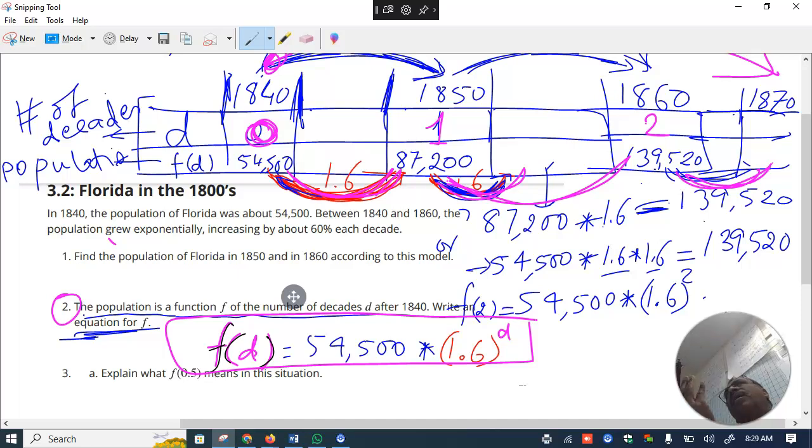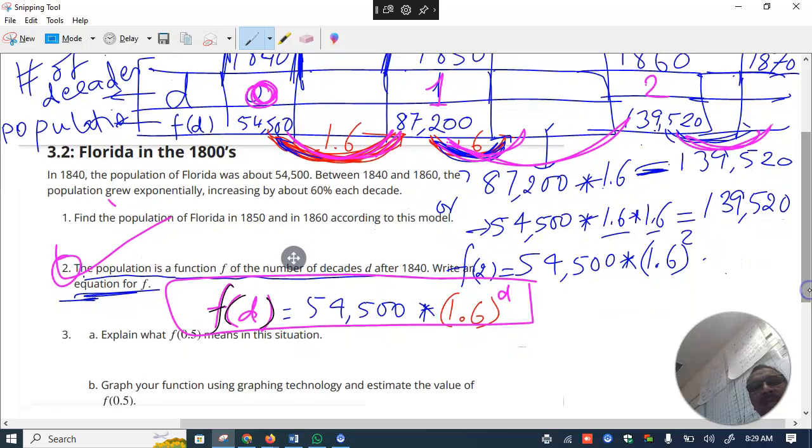It's just every 10 years you are figuring out the population of the state of Florida. And you know where Florida is, right? On the eastern side. The Atlantic Ocean is close to that side. Okay, so that takes care of this one.